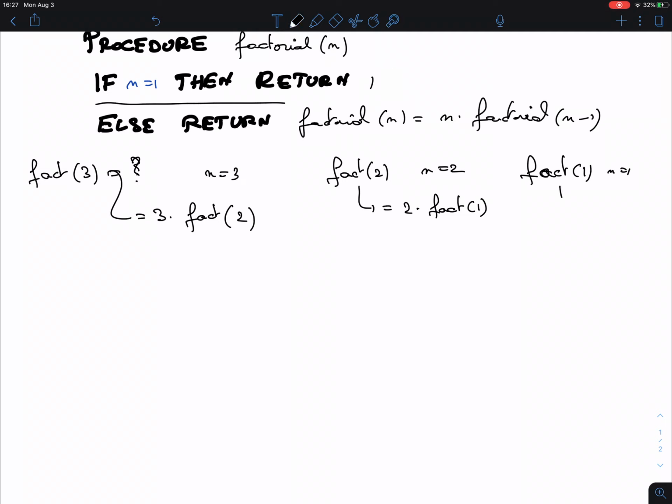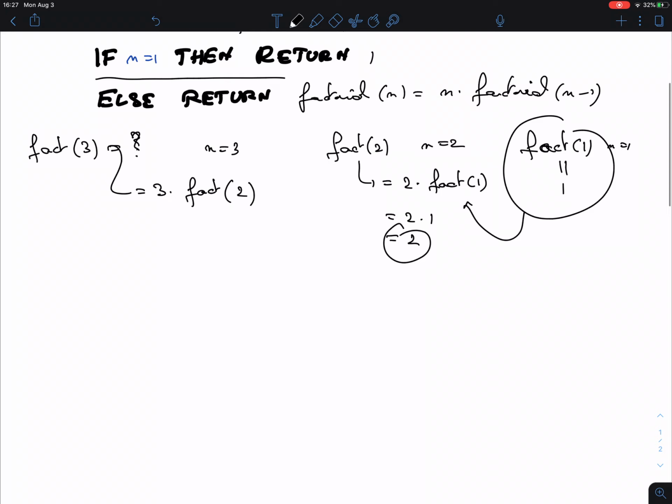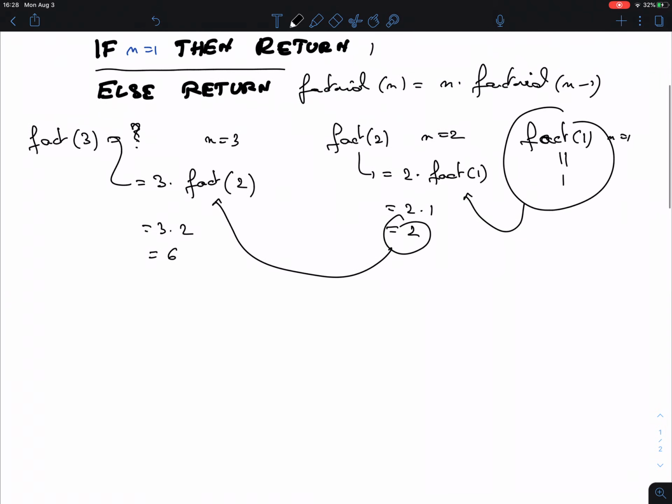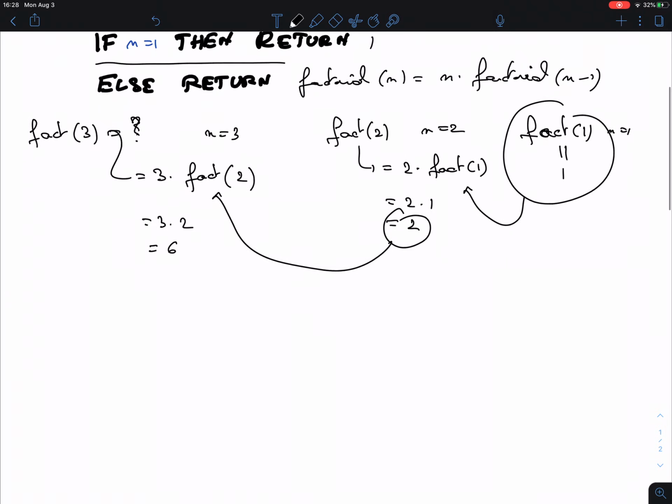So this is 1. Now, once I know this, I can go back here and say, okay, this was 2 times 1, this is equal to 2. And once I know this, I can go back here and say this was 3 times 2, this is equal to 6. Okay, so you see how it goes all the way back to the beginning stage and then comes back. So it's kind of a go down and up kind of movement that it makes. This is kind of a cute one, but there are more important ones.